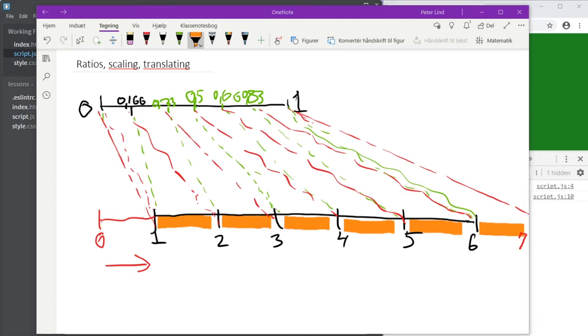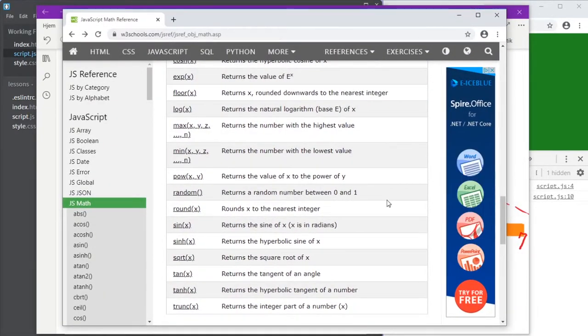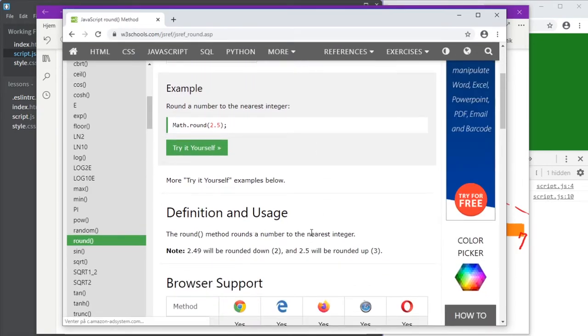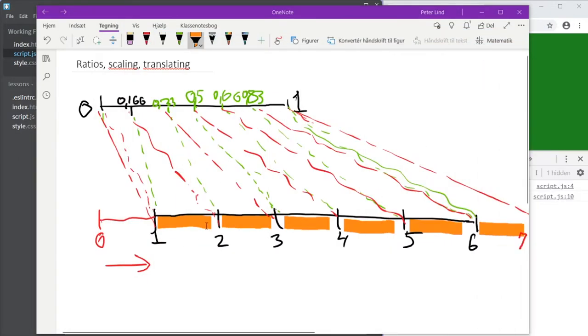First, however, we need to know how to round the number down. So let's look at math once again. There's round here. That rounds to the nearest integer. Integer is a whole number, a number without any decimals. So round would say round a number to the nearest integer. 2.49 will be rounded down and 2.5 will be rounded up. Well, we don't want that. We want everything that is 1.999999 to be rounded down.